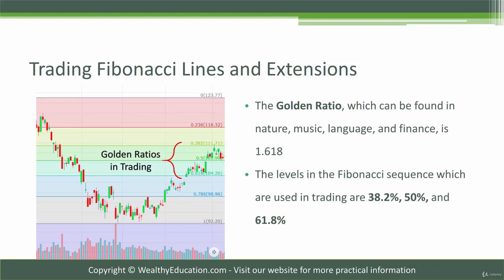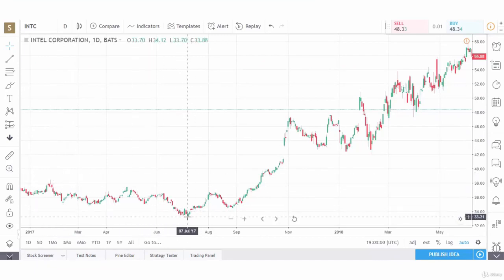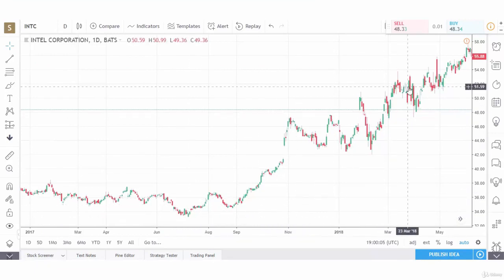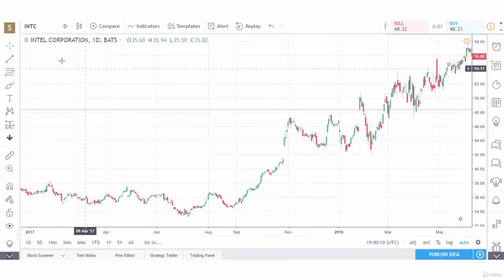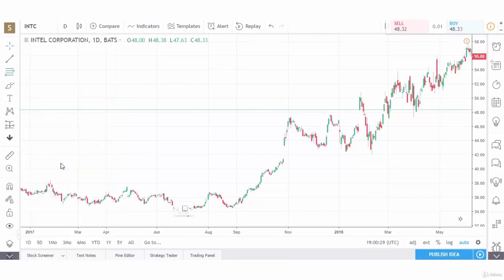So let's take a look at how Fibonacci lines play out on a stock chart. We're going to start with a daily chart of Intel and draw our Fibonacci lines from the low established in July of 2017 to the high established in June of 2018. So on the left-hand side, we'll open our drawing tool. We'll go down to Fibonacci or Fib retracement. Click that number.